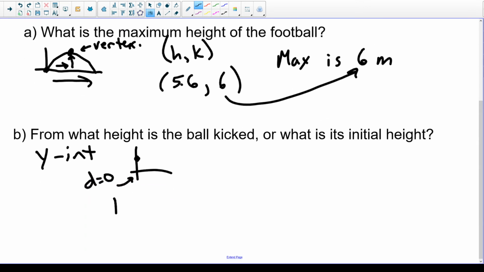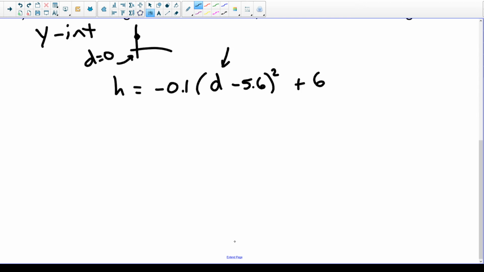So I'm going to rewrite it here. Because my memory's so bad, I'm going to have to keep looking. d - 5.6, squared, plus 6. So if d = 0 on the graph tells us our starting height, that means that d = 0 in our equation is also going to tell us our starting height. The equation and the graph are the same thing. So let's substitute 0 in for d.